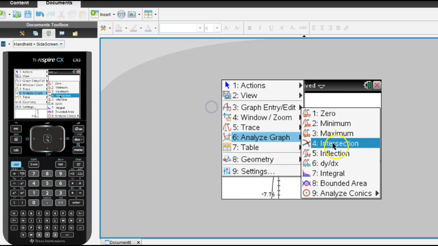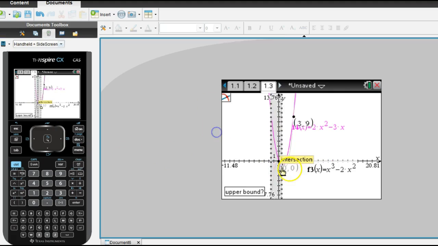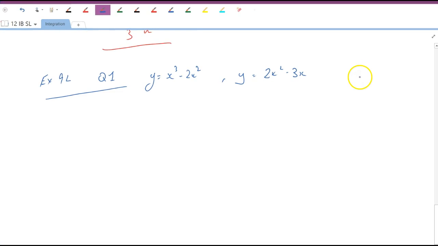And we'll have a look at the point of intersection over here, which looks like (1, -1). So we want to draw this (1, -1) and (3, 9) situation. So go up here.